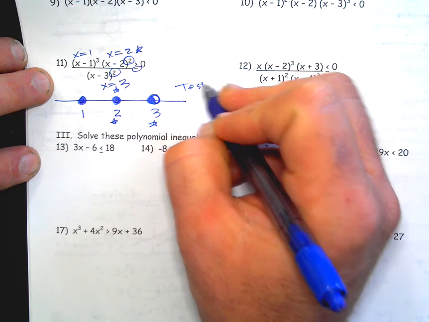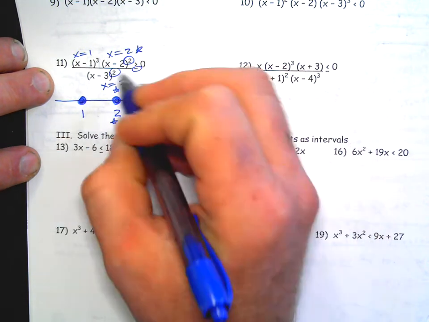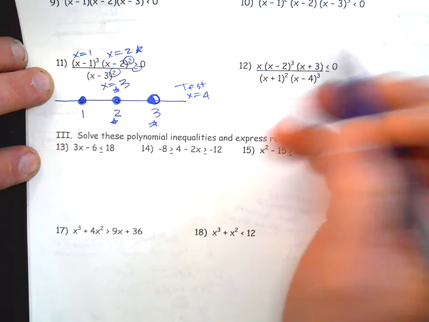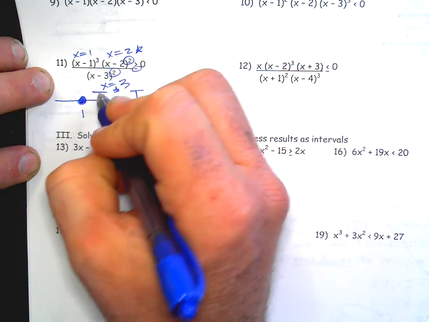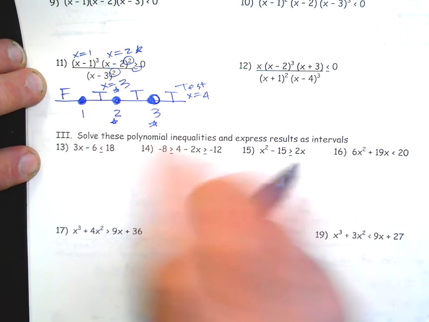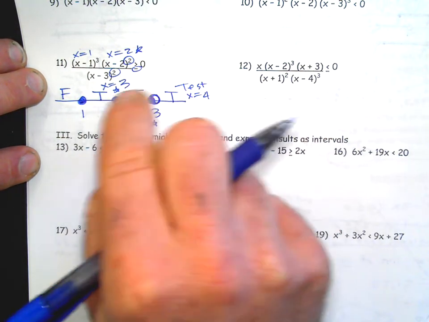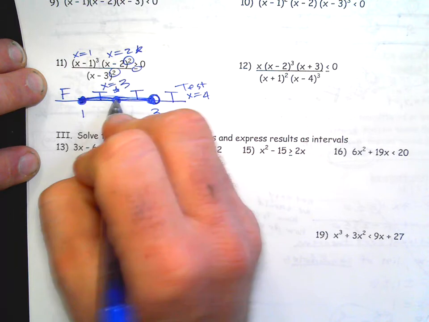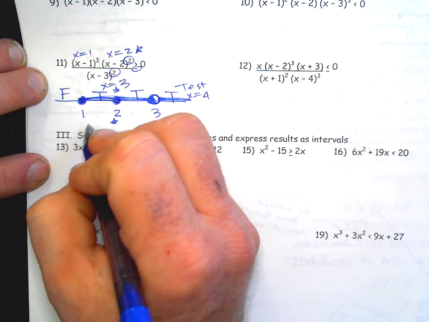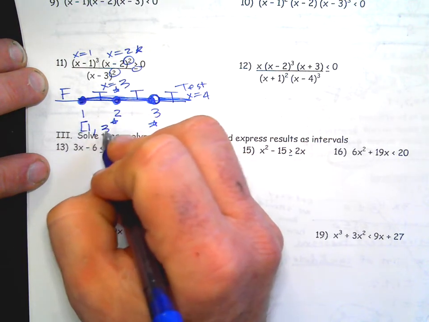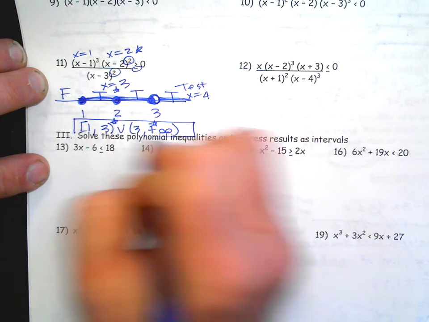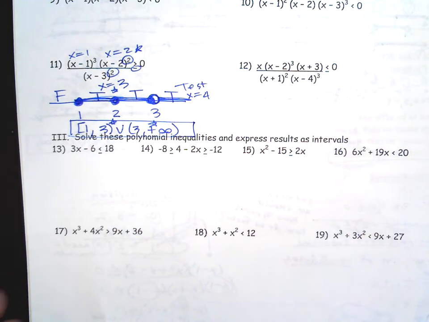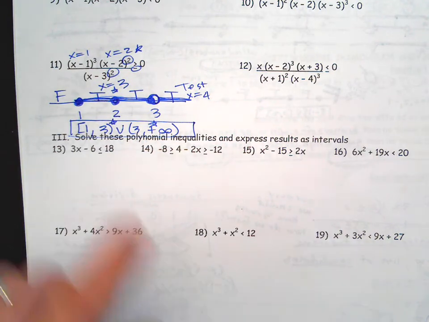Test a value. Tell me what you're going to test. I test far right, 4. Positive, positive, positive. That's why I like to test far right. Everything's positive usually, which is true. Stays true, then starts flipping like normal. So on the ones that have the even powers, it stays the same. Now your answer is going to be bracket 1 to 3, parenthesis, union 3 to positive infinity. So we have to break it up at 3 because 3 is an open dot. If 3 were a solid dot, then we would just make one big answer, just like 2. We didn't break it up at 2.